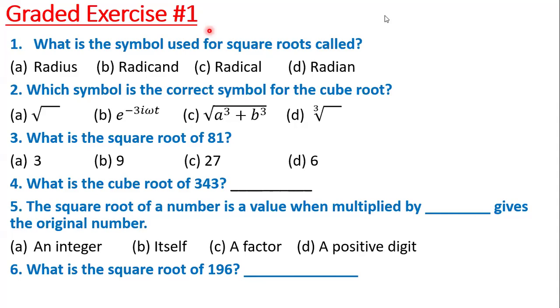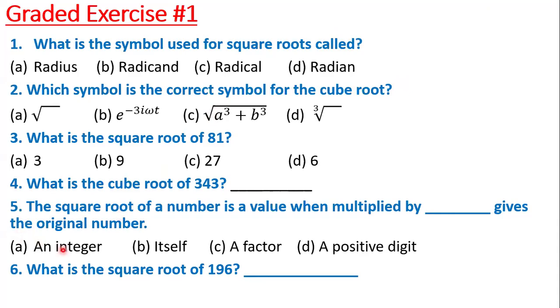Okay, I think we're ready to answer these. We shouldn't take forever on this. All right, number one, what is the symbol used for the square roots called? C, radical. The answer is C. Anyone got C right? Let me know if you got that right. I got it right. Okay, good.